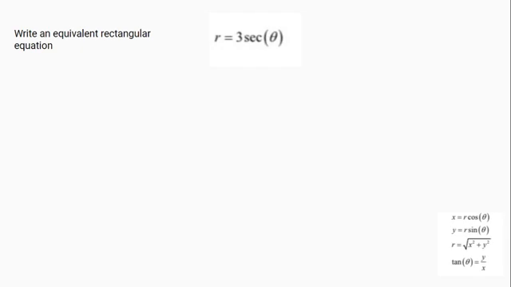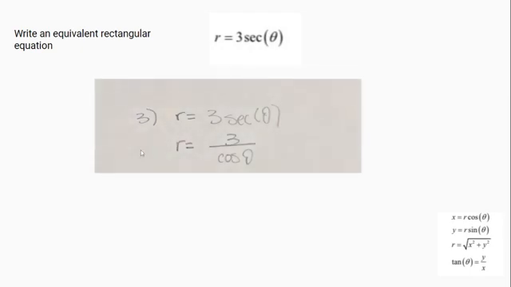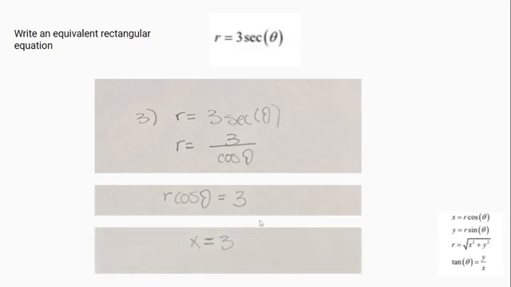Finally, we want to write an equivalent rectangular equation for r equals 3 secant theta, and this one's kind of easy. You just convert 3 secant theta into 3 over cosine theta, and then you multiply and bring cosine over. So r cosine theta equals 3, and then r cosine theta, as you can see, equals x, so x equals 3.